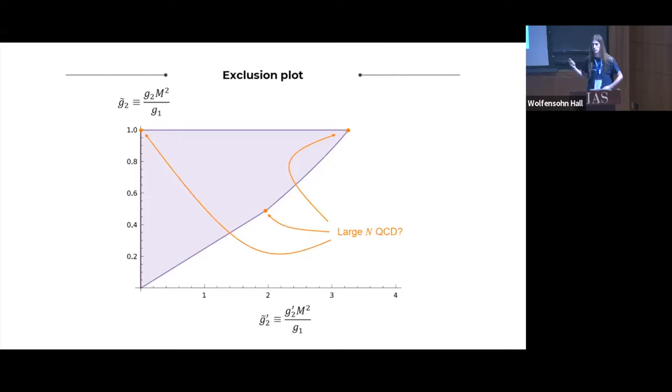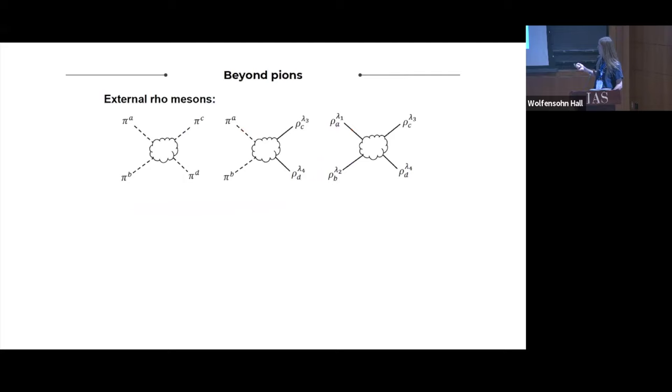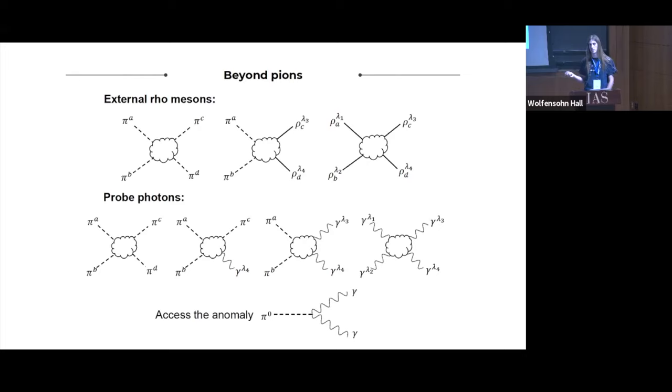onto wherever QCD is. In order to do that, what we're exploring now is to enlarge the system and not just consider the scattering of pions, but also of the next excited state, which is the rho meson. So we consider this mixed system. And then something else that we've also been looking at is to consider not just mesons in the spectrum, but also probe photons. So probe photons would be like conserved currents.